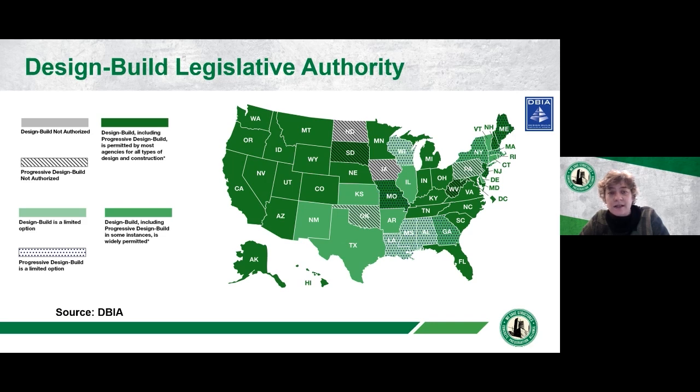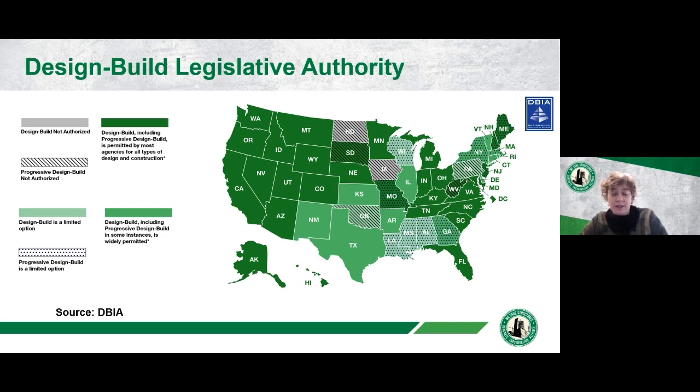A key aspect comes in the public sector related to legislative authority. So if you looked at this map 20 years ago, it would be a very different map. Especially in the last 5-10 years, there's been a significant increase in additional states that now have legislation that allows them to move forward with progressive design build and best value design build as well. And there's additional legislation that's also taking place to continue elevating and permitting more use of design build.